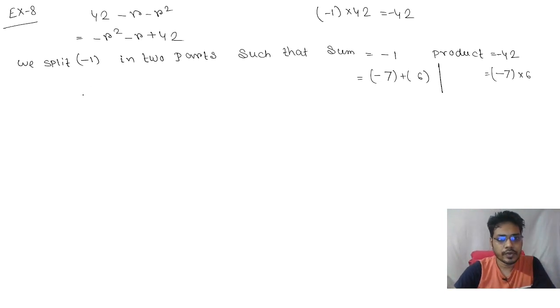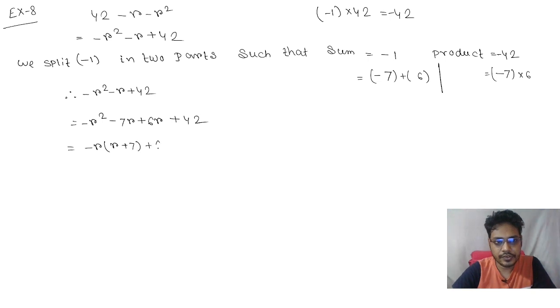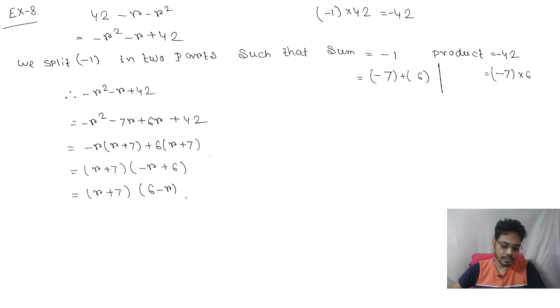That means here we can write minus r square minus r plus 42 as minus r square minus 7r plus 6r plus 42. So now from this first two parts, take minus r common, so it will be r plus 7. Now here take 6 common, it will also be r plus 7. So here take r plus 7 common, so it will be minus r plus 6. So we can write r plus 7 into 6 minus r, and that should be the factorized form of this question. So now coming to the revision section.